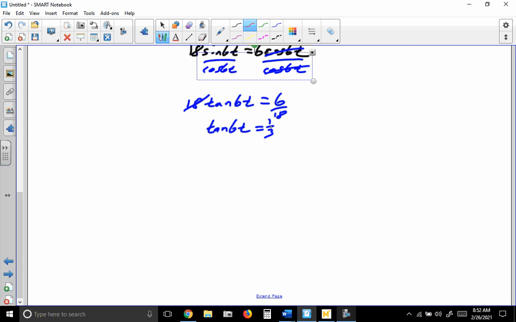So to get what 6t needs to be, we can do inverse tangent of 1/3. And then when we get that answer, divide by 6. So that's going to tell us our critical point. That's the value of t for which we're at a maximum. That's not our maximum. That just tells us where our maximum occurs.